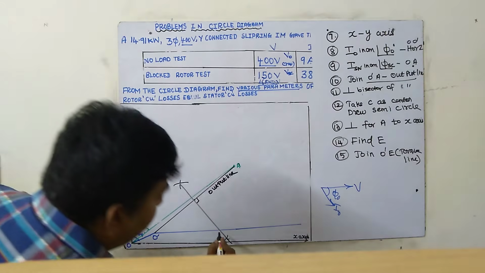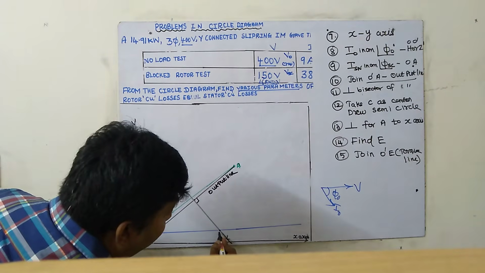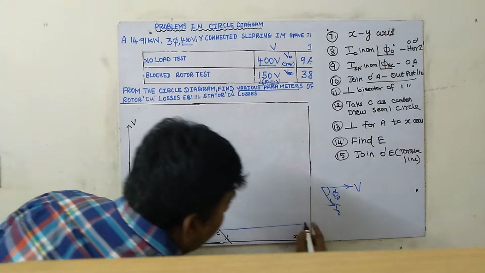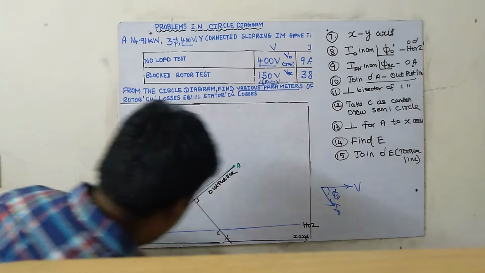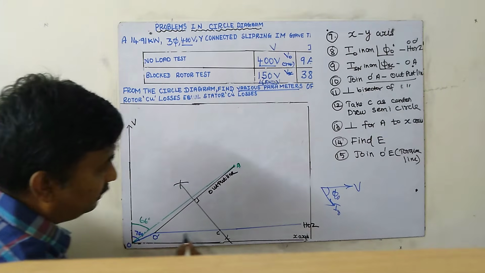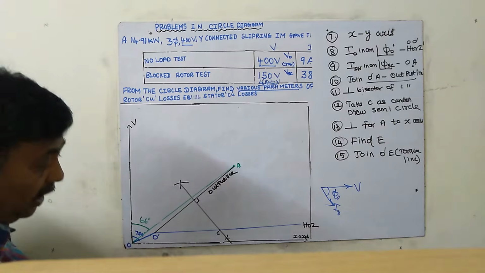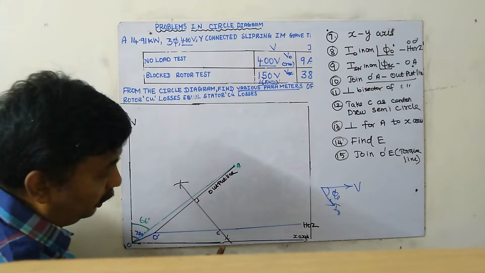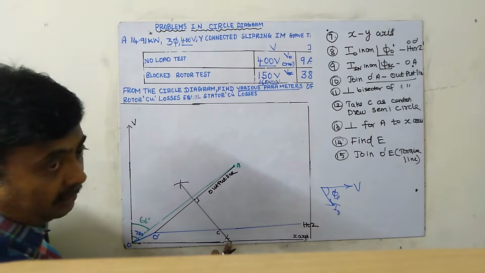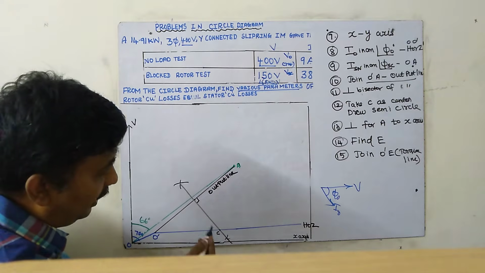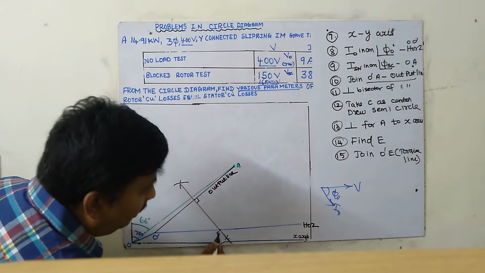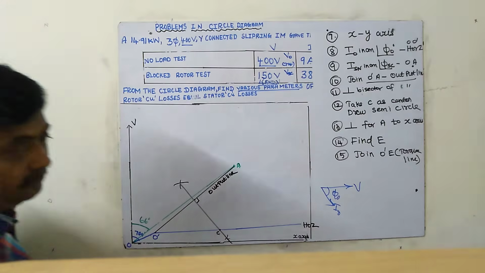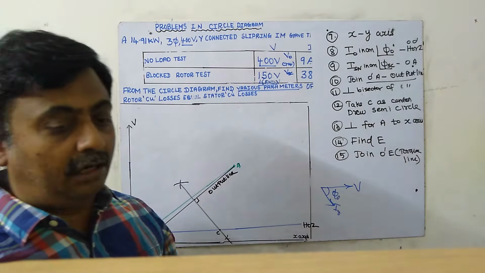Now this point, where the perpendicular bisector cuts the horizontal line, is called C. The line drawn from O dash parallel is called the horizontal line, not the x-axis. Don't consider the x-axis. The point where it cuts the horizontal line is called the point C.